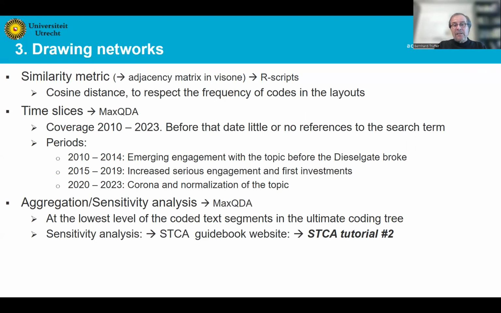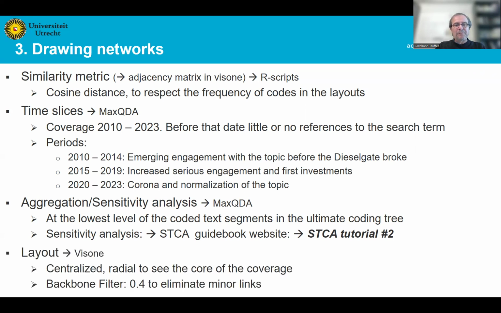As for the aggregation and sensitivity analysis, which we did in MAXQDA, we used the lowest level of codes and segments. If you want to see more about the sensitivity analysis, there's a tutorial on the website that goes into quite some detail based on this particular code example of Baden-Württemberg. As for the layout, we chose the centralized radial layout to see the core of the coverage, and we applied a backbone filter of 0.4 to eliminate minor links.